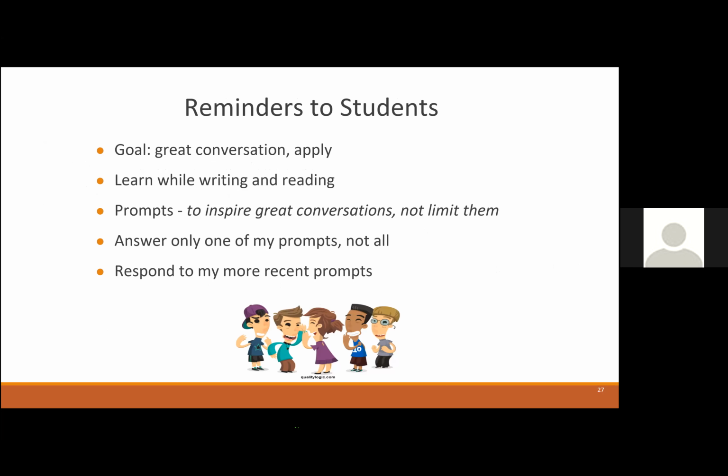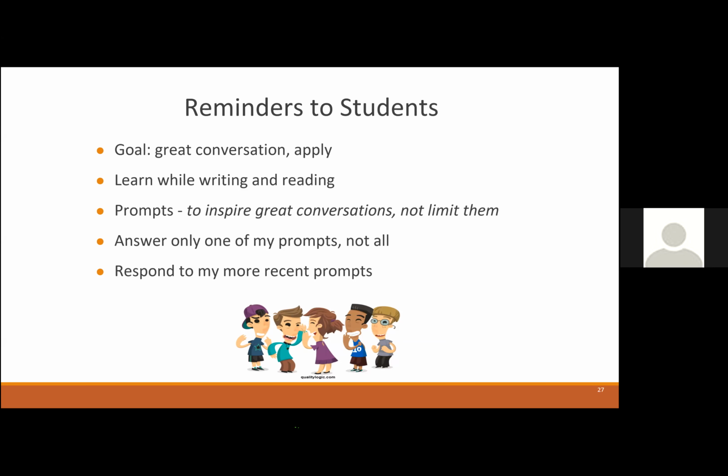So I remind students, in an announcement, that the goal here is to have a great conversation, just like you would in the classroom, and to apply what you're learning. So you should definitely be learning while you're writing. This is not a busy work activity. If you haven't learned while you wrote, then go back to the textbook or go back to your readings and learn something and share it with us.